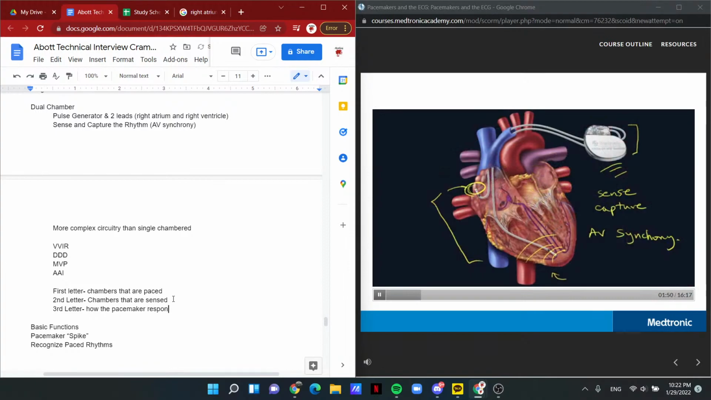Let's talk about the different ways a pacemaker can respond when it senses an intrinsic signal. If a sensed event suppresses the output of the pacemaker, it's known as inhibited. Whereas if a sensed event results in a paced event, we call that a triggered response, meaning that this is the output of the pace.